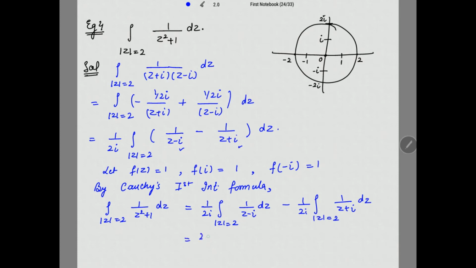This is 2 pi iota into f of iota over 2 iota, minus 1 over 2 iota and 2 pi iota into f of minus iota. If you calculate this, you will get pi minus pi, that is equal to 0. All things will be cancelled out. Okay, next.